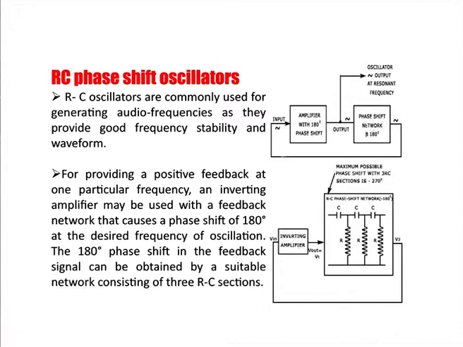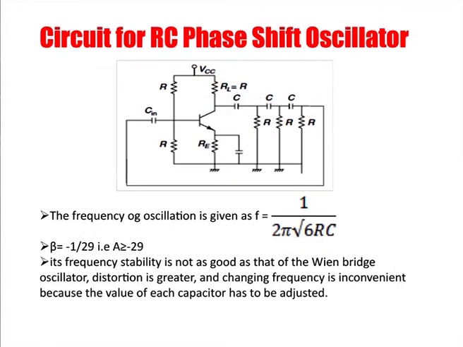Now, since the Barkhausen criteria regarding the positive feedback has been fulfilled for a particular frequency only, the frequency at which each RC circuit is producing a phase shift of 60 degree will be the frequency of oscillations. As far as the other condition, that is A beta should be greater than or equal to 1, is concerned, going through the mathematical analysis, we find that the value of beta comes out to be minus 1 upon 29. Here negative sign indicates that the feedback circuit is producing a phase shift of 180 degree.